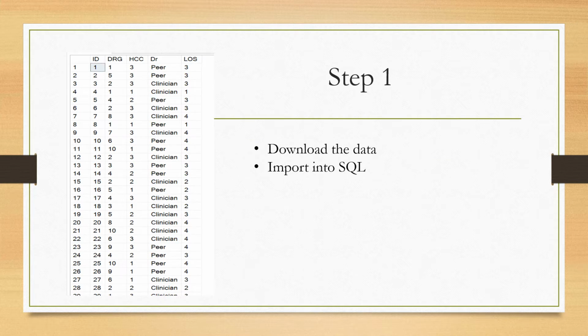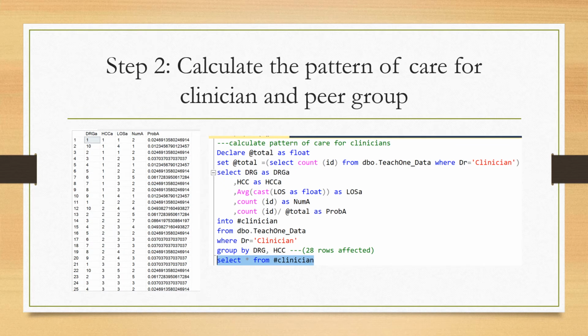First, I download the data and import it into SQL. The data is showing like this, including 5 columns: ID, DRG, HCC, doctor for clinician or peer group, and the length of stay. We are going to calculate the pattern of care for the clinician and for the peer group.